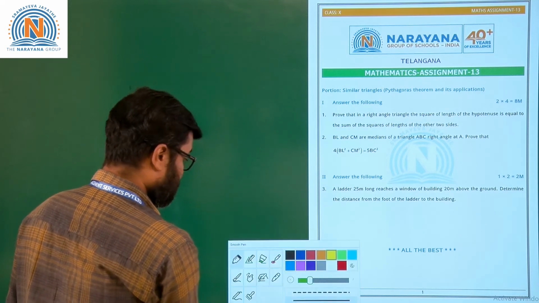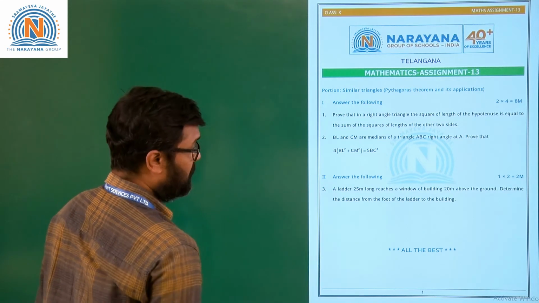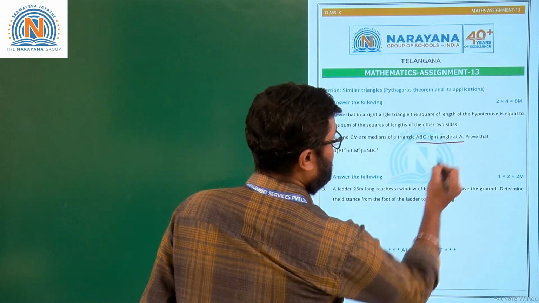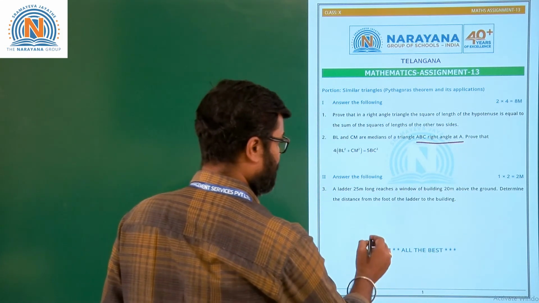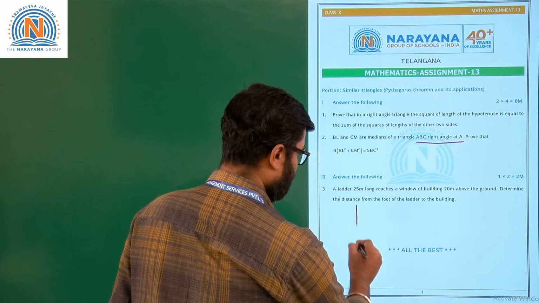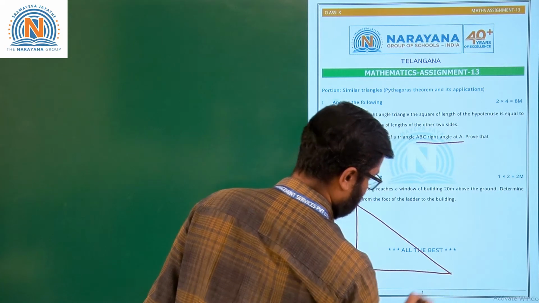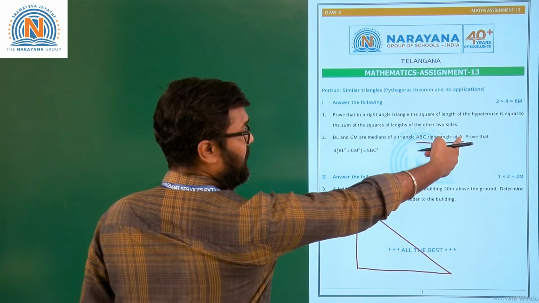So here let's draw the figure according to the data. See here, ABC is the right angle triangle at A. So let's take one right angle triangle like this. And he said right angle at A.